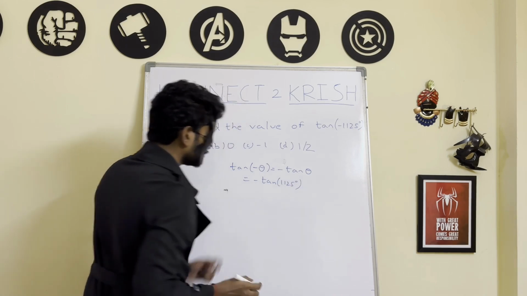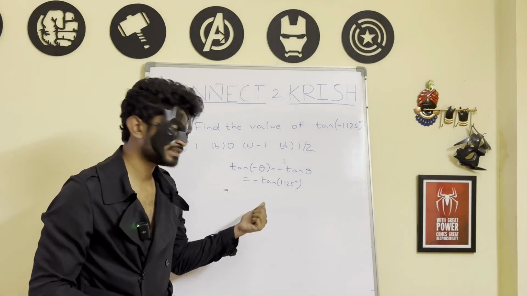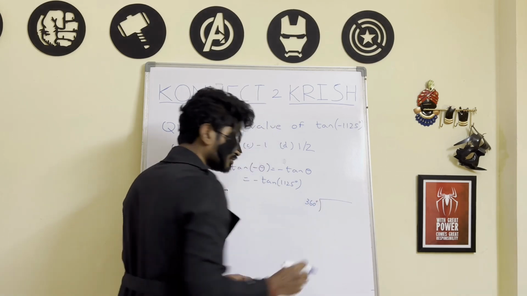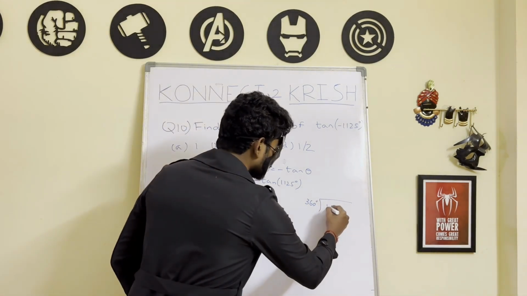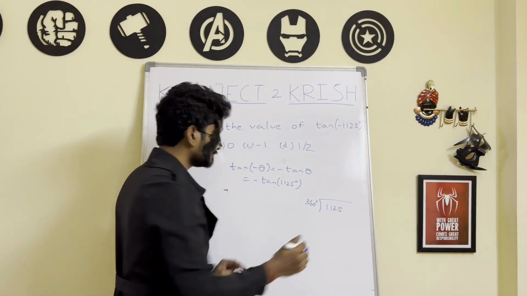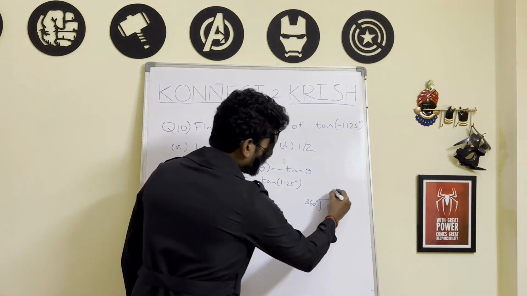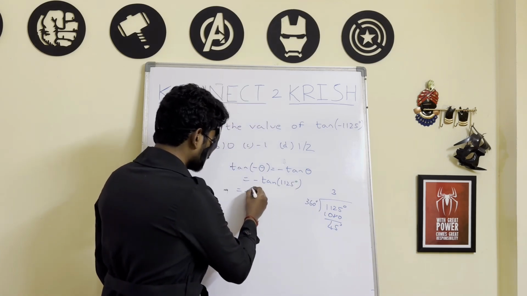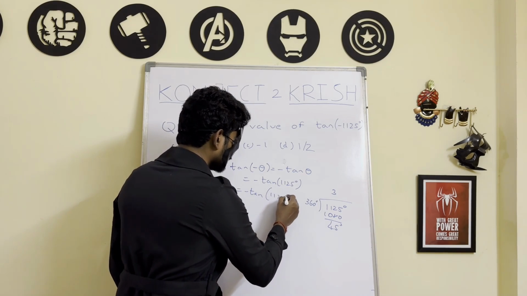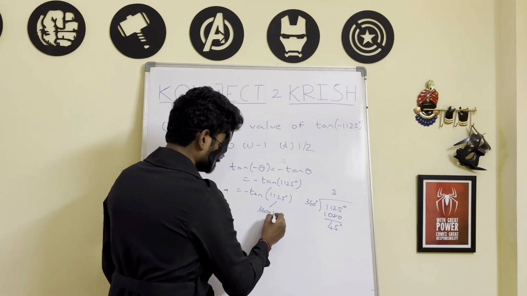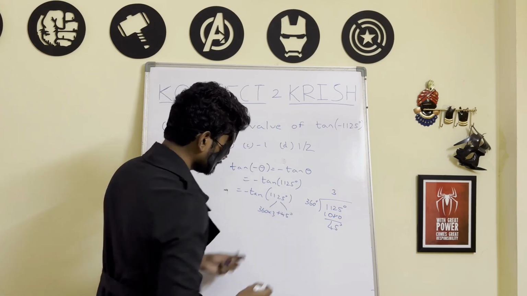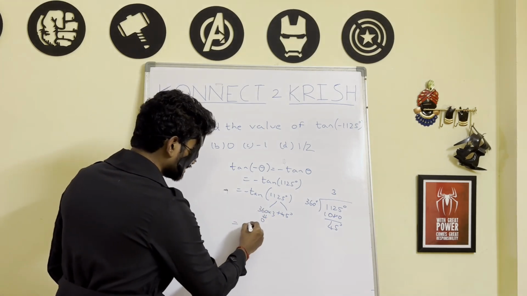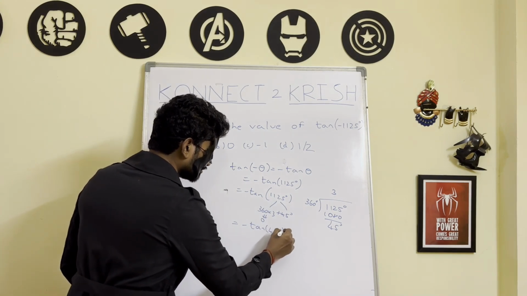1125 degrees. I already told you to memorize the 360 tables. If you forget, then you divide this entire thing. But the best approach is to remember the 360 tables so that your speed will increase in the exam. You all know competitive exams are all about speed. So 360 into 3 is 1080, and the remainder will be 45 degrees. So 1125 is 360 into 3 plus 45 degrees. This 360 into 3 part will be equivalent to 0, so you can omit it. So this will be minus tan of 45, which is minus 1.